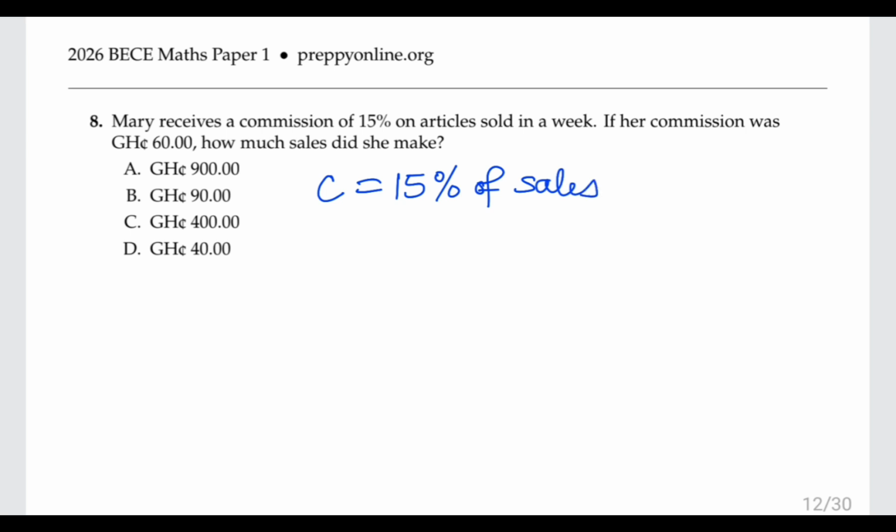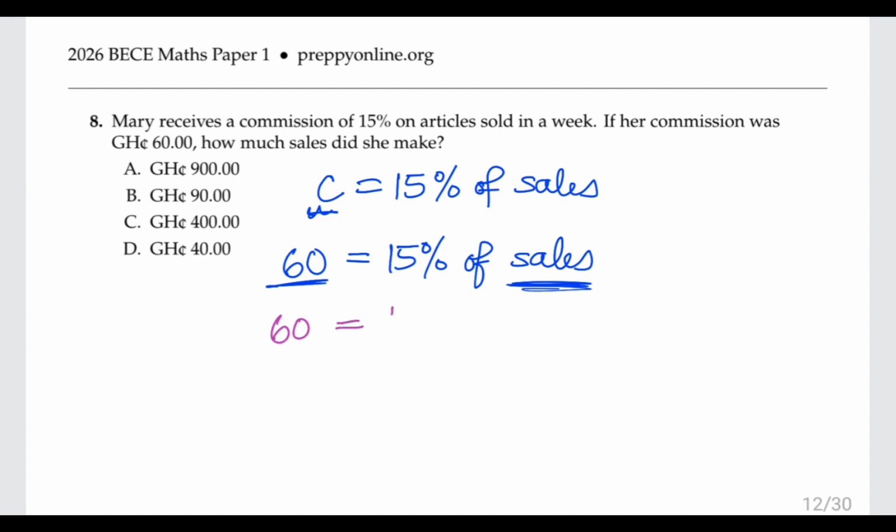Now, if her commission was 60 cedis, so now we are told that this C is 60 cedis. How much sales did she make? So that means this 60 cedis is now 15% of sales. So 15% of some number, which we call sales, is equal to 60. And we are supposed to find this sales. This is similar to something we've already seen. So we just write it in another way. 60, 15% is 15 over 100 times sales.